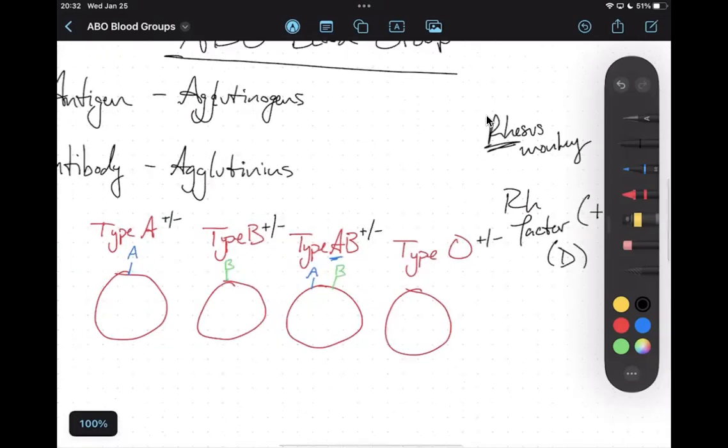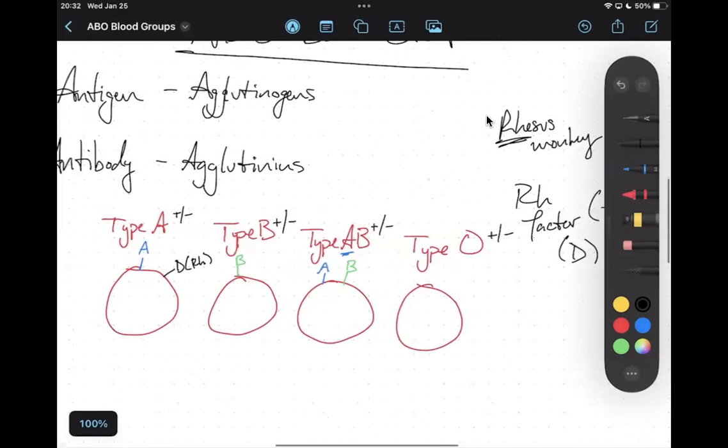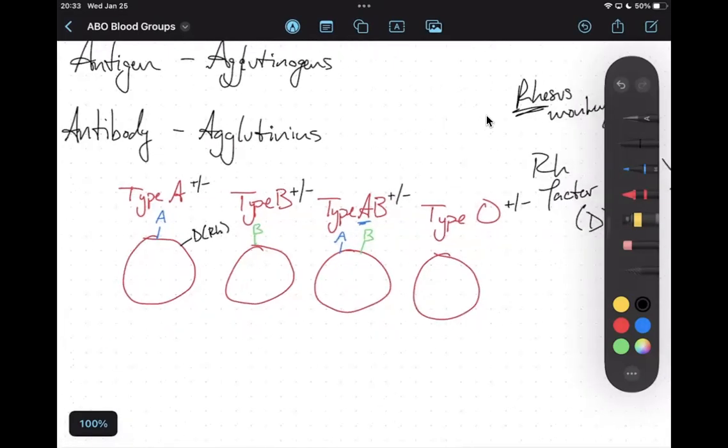So if we have type A positive, we would have the D antigen on the surface, or that RH factor. If we are negative, then we don't have it. Negative just means that it is not present. Now, these are the surface antigens. The type of blood, A, B, AB, indicates what antigens or agglutinogens are present on the surface of that red blood cell.